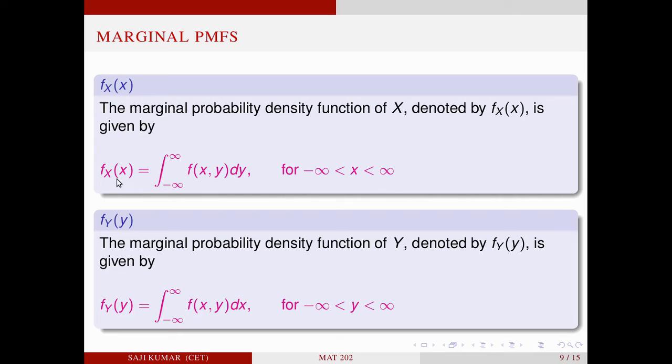For a given x, we have the density function given by this formula fx of x, and we can have different densities for all the possible values of x, which can vary from minus infinity to plus infinity. And similarly, we can define the marginal probability density function for y, which is denoted by fy of y and is given by fy of y is equal to integral minus infinity to infinity f of x comma y dx, and here this y coordinate can vary from minus infinity to plus infinity. That is, for a given value of y, we are integrating the density function for all possible values of x.